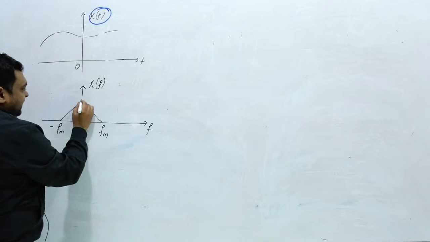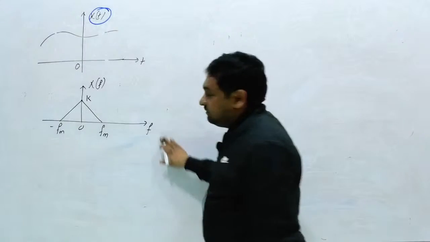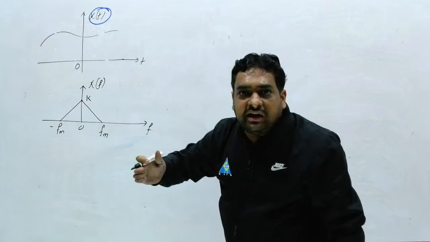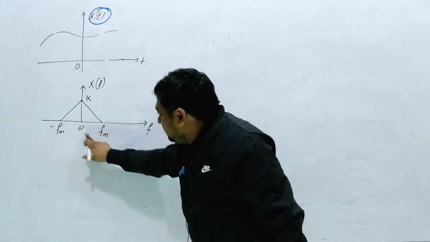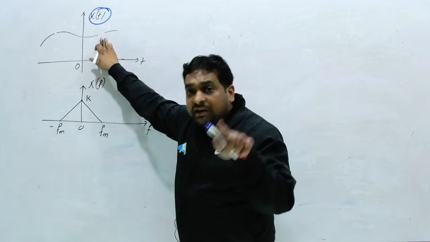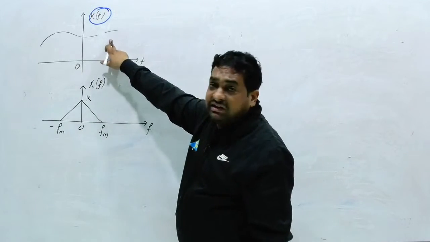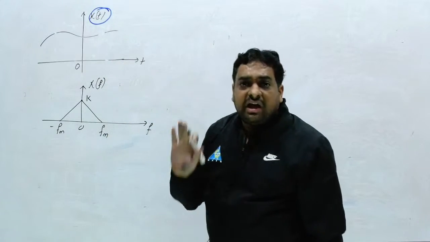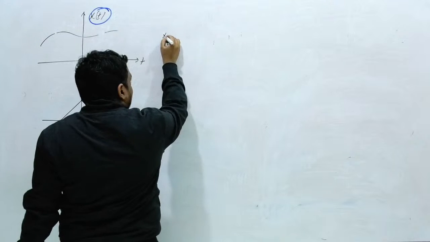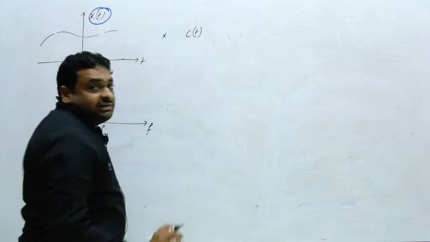And now suppose we are assuming the amplitude of this is k. Getting it? I already explained the meaning of this: why it is a triangle, and what the meaning of 0 to fm is. Because the signal can contain frequencies between 0 to fm. The maximum frequency contained by this signal is fm. Clear?